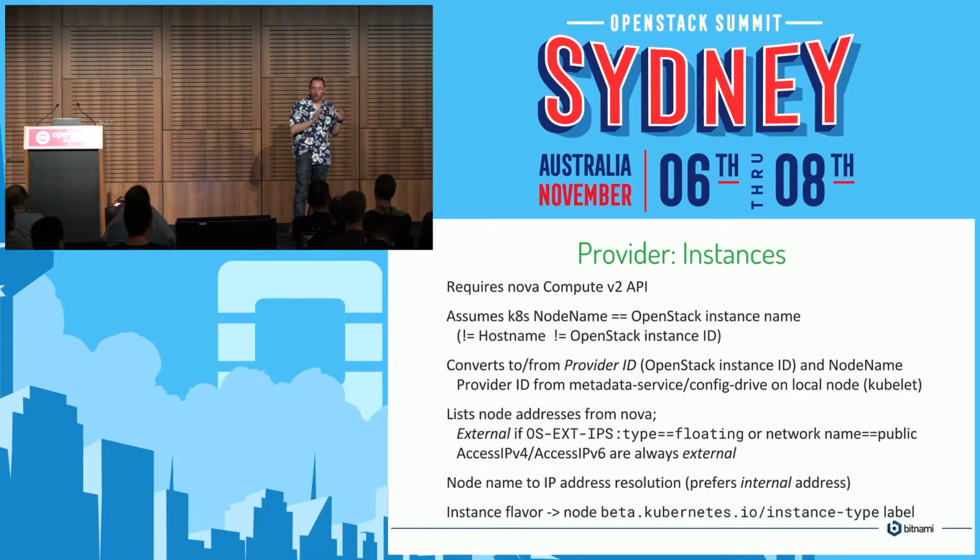So we assume, and this is an important assumption to be aware of, we require that the node name is the same as the OpenStack instance name, which means all of your OpenStack instance names, if you're using this provider plugin, need to be unique. Okay? And it is not the same as the host name, and it is not the same as the OpenStack instance ID.